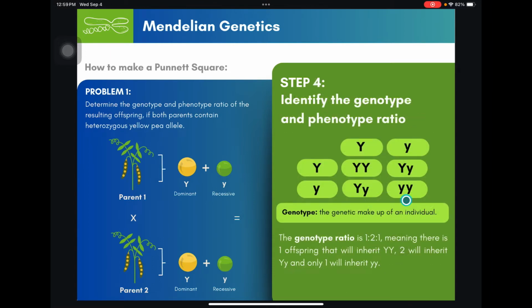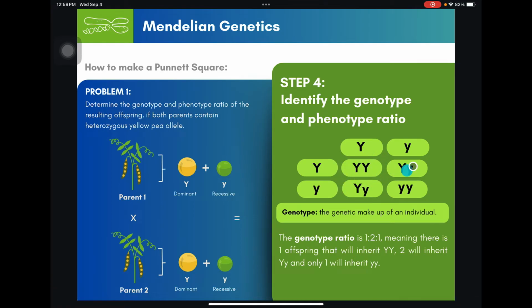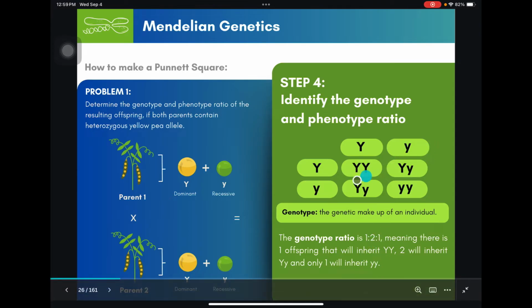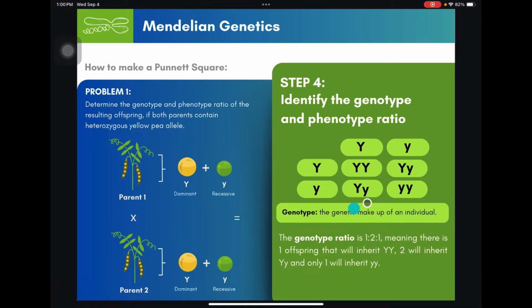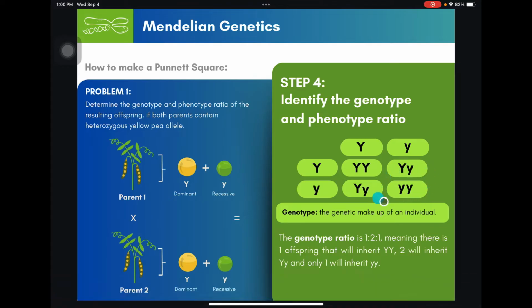The next step is to determine the genotype ratio. This is just a very simple task because you technically have to segregate these different outputs. The genotype ratio is 1:2:1. The 1 here represents this one; we have 1 homozygous dominant. The 2 here represents 2 heterozygous. And the 1 here represents this one, which leaves us with only 1 homozygous recessive.